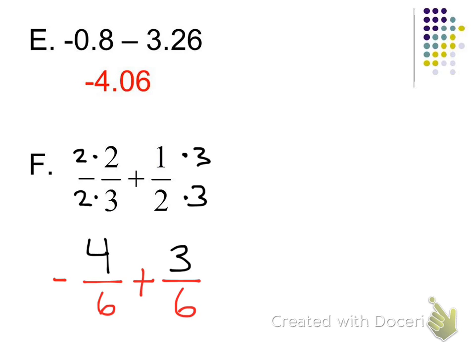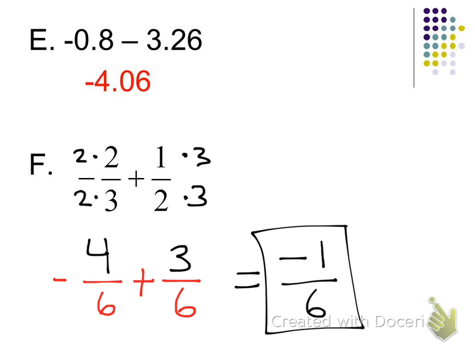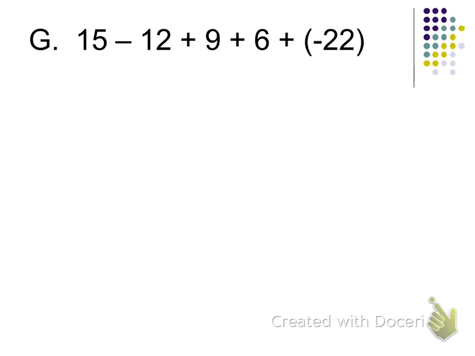So is my answer going to be positive or negative? Negative, yes. And then you just subtract the 4 and the 3. What do you get? 1. And then the denominator stays the same. We still follow the rules for adding and subtracting fractions. What are your questions?